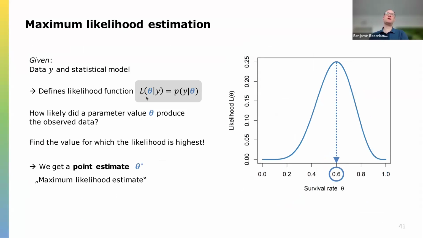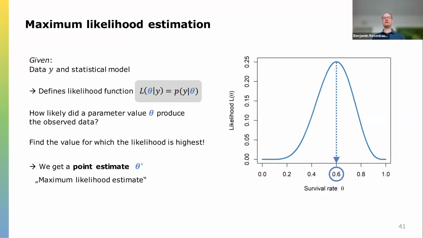But by switching what is known and what is given, we can make this a function of the parameter. And we want to choose the parameter under which this likelihood function reaches its maximum value. And this is a point estimate, which we call the maximum likelihood estimate. And this is a method which is much, much more general than least squares.